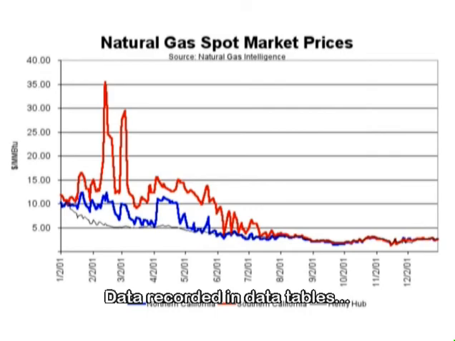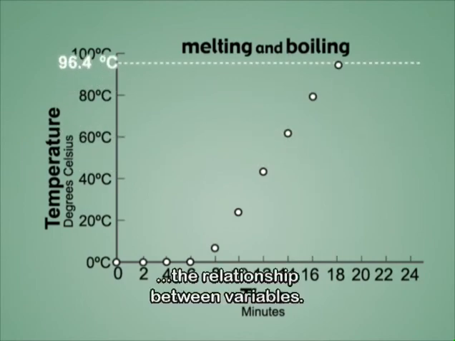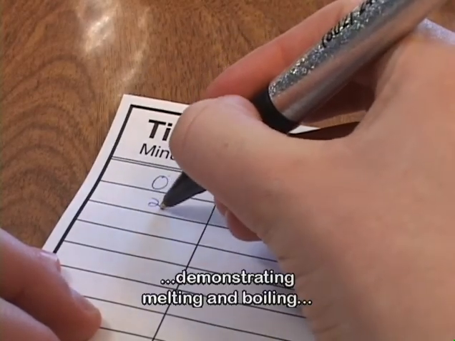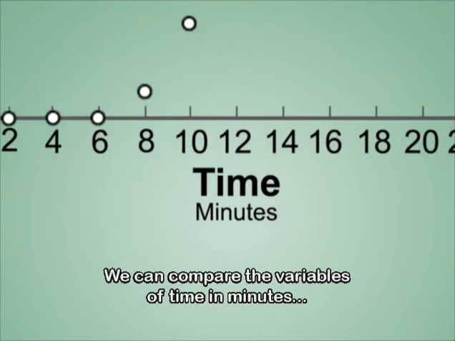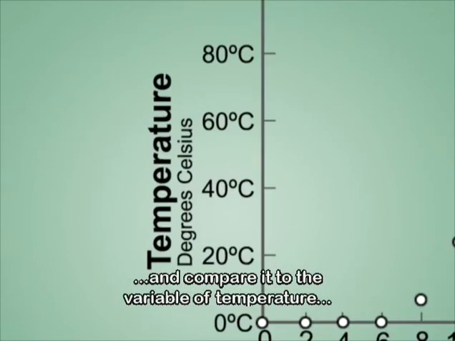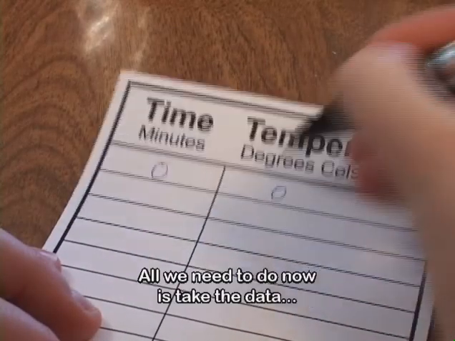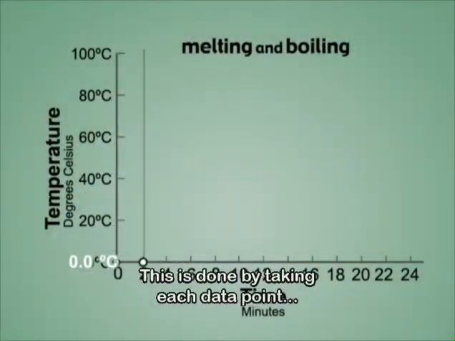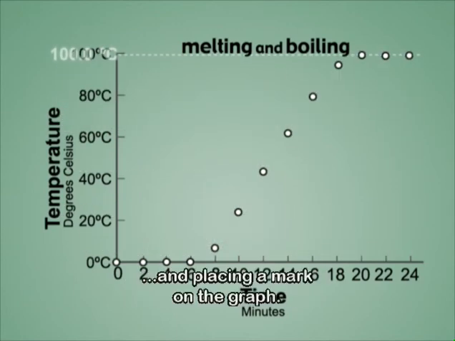Data recorded in data tables can often be put into a graph, making it easier to see the relationship between variables. Let's use our data from the experiment demonstrating melting and boiling to make a graph. We can compare the variables of time in minutes, which we put along this axis of the graph, and compare it to the variable of temperature, which we'll put along this axis of the graph. All we need to do now is take the data from the data table and graph it. This is done by taking each data point and matching it up with its time and temperature and placing a mark on the graph.